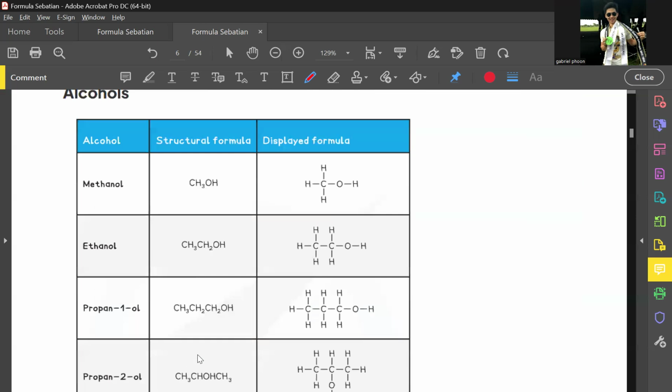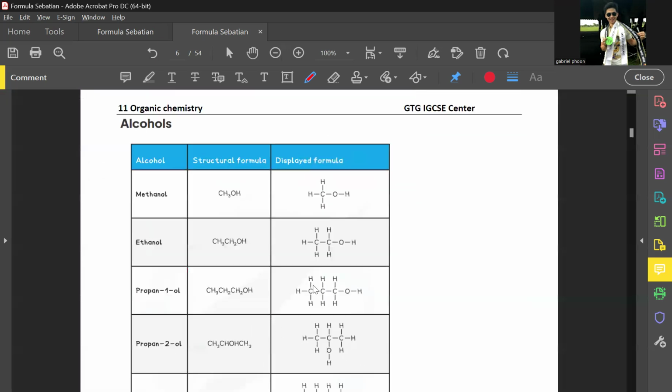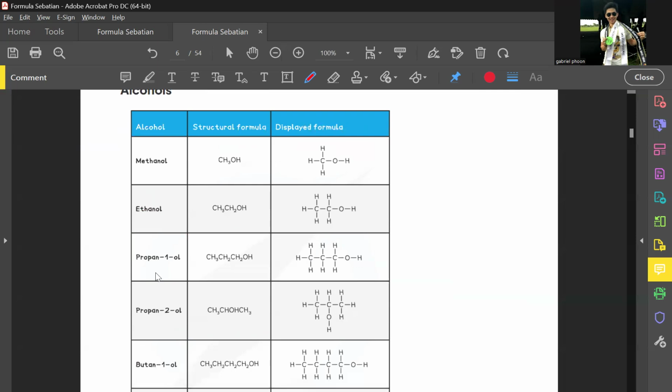Alcohol also, depending on where the OH group is, will be named differently as well. For methanol and ethanol, generally not much to talk about, but propanol onwards, it could be propan-1-ol, it could be propan-2-ol. Is that propan-3-ol? Why not?